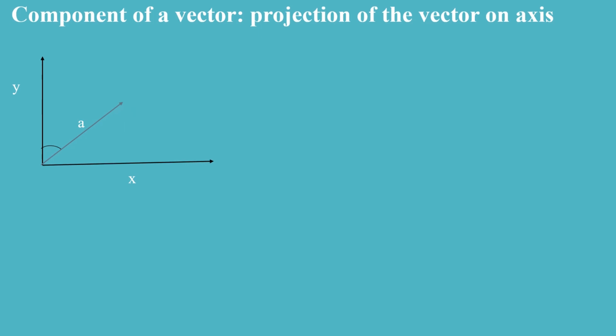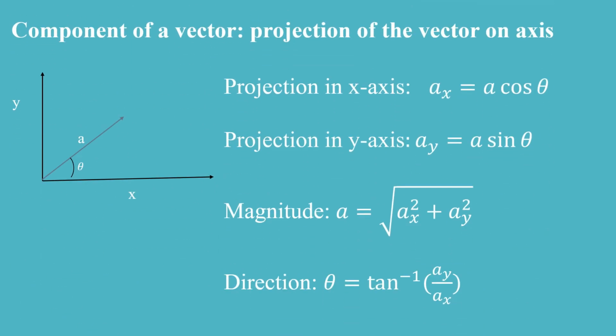Let me summarize what we have for the projection of the vector. For the x-axis, if theta is close to the x-axis, it's going to be A cosine theta. For the y-axis, for this specific problem, it's going to be A sine theta. And they can change depending on where theta is. And then the magnitude is going to be the square root of Ax squared plus Ay squared, and the direction is going to be arc tangent of Ay over Ax, right?